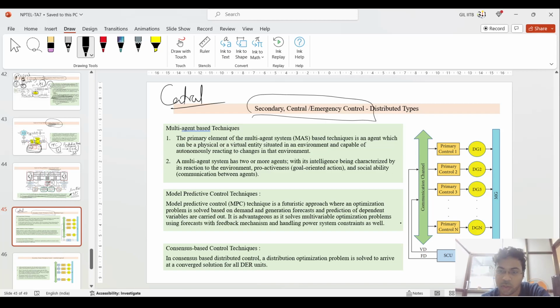Okay, if you see in the right side image also, there is a communication channel between this primary control is there, between this DG1, okay, which is connected to this microgrid, MG microgrids.